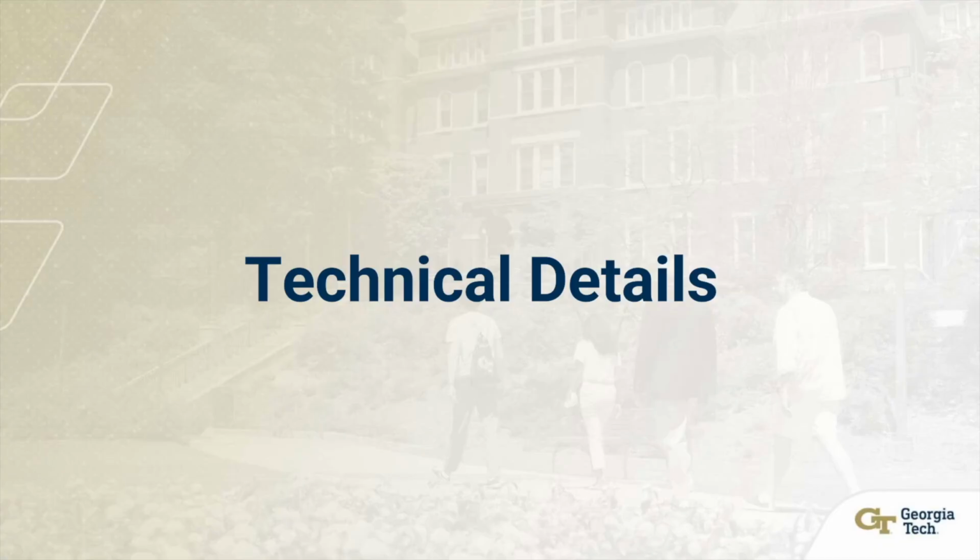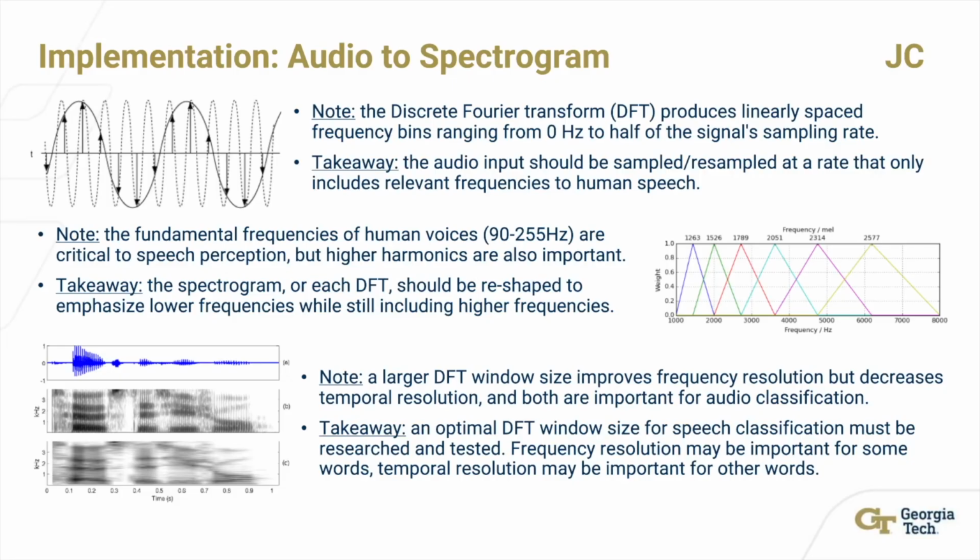Okay, now for the technical details. Specifically, our implementation of how we're doing audio to spectrogram. We're going to be using a discrete Fourier transform, and after that, applying MEL filters, which is basically a type of filter that allows you to have a logarithmic y-axis for your spectrograms. The reason for this is the fundamental frequencies of human voice is 90 to 255 hertz from our research, so we really want to accentuate those lower ones using a logarithmic scale.